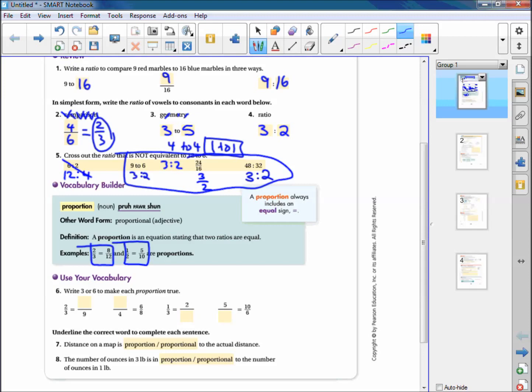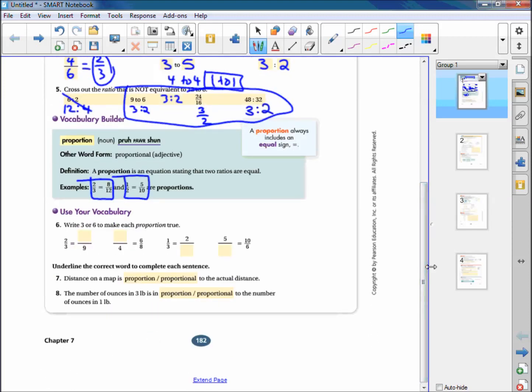Okay. So write 3 or 6 to make each proportion true for number 6 here. So 2/3, let's see, to make 3 become 9 down here, they multiplied by 3. So 2 times 3 up top would give us 6. This was multiplied by 2 to get to 8, or divide by 2 to get backwards to 4. So that means I go backwards, I get 3/4. Those two ratios are equivalent to each other.